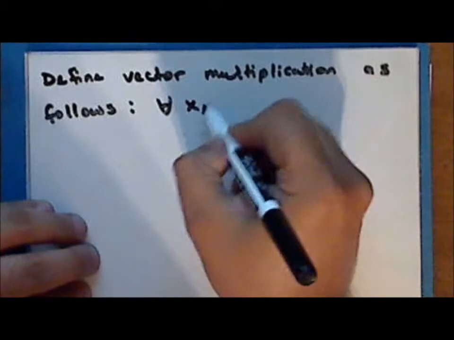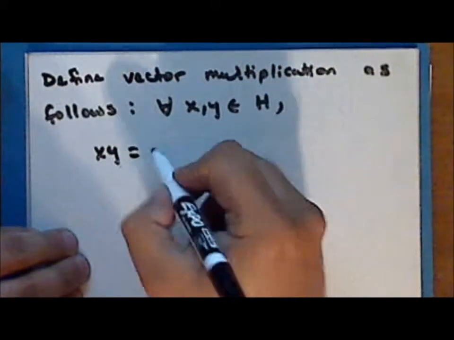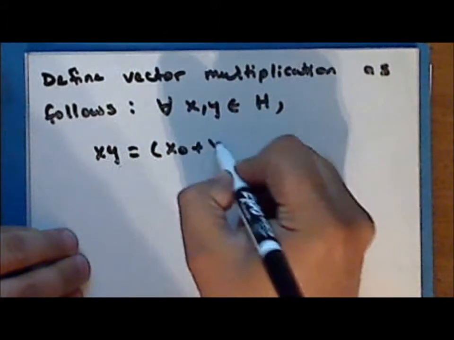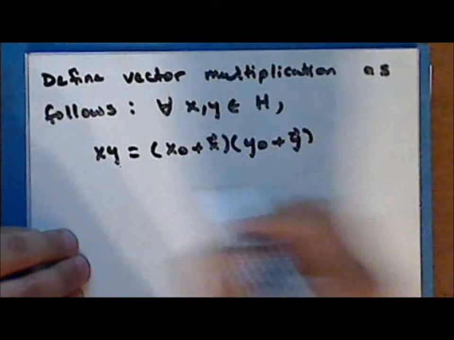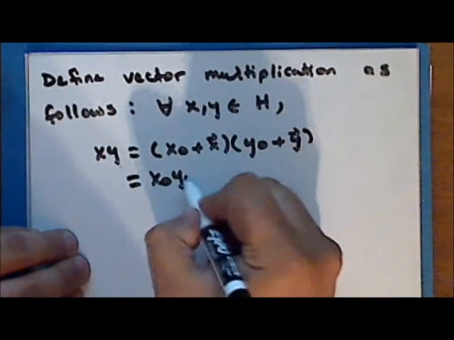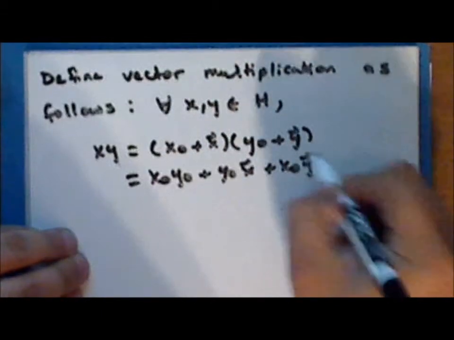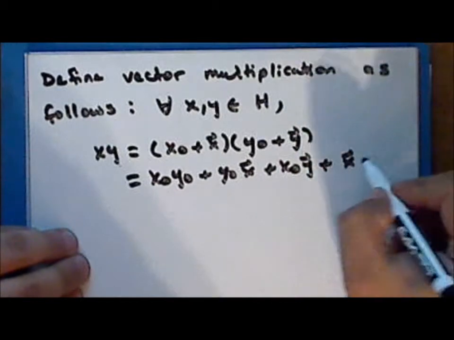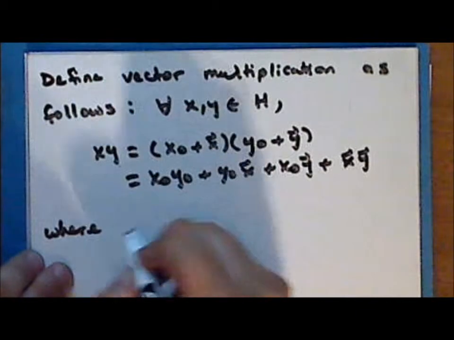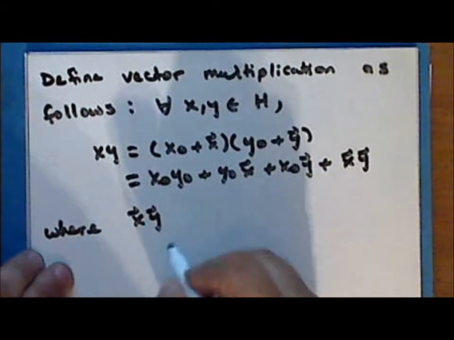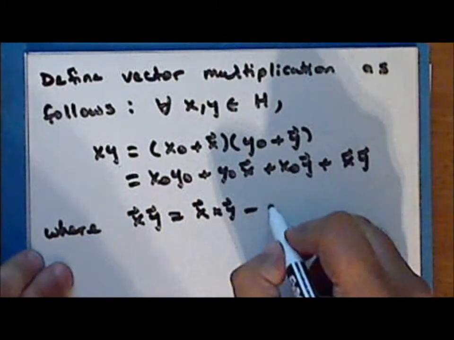For every two quaternions x and y, the product of x and y is the product of the quantity x sub naught plus the three-dimensional vector x times y sub naught plus the three-dimensional vector y, which is x sub naught times y sub naught plus y sub naught times the vector x plus x sub naught times the vector y plus the product of the three-dimensional vectors x and y, where this product of the three-dimensional vectors x and y is the difference of the cross product minus the dot product.